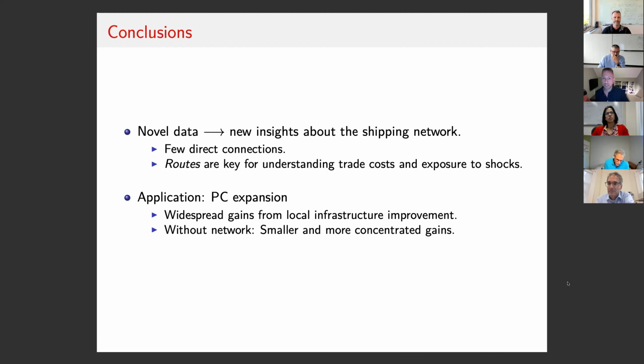I think we do get some new insights into the container shipping network here. As you saw, there are few direct connections. So the sparseness of the network, I think, could matter for many things. And I guess the final insight here is about the Panama Canal itself. It seems there are pretty widespread gains from the infrastructure improvement, and the network does have a role here in making those gains travel far and wide. Okay, so I'll stop there.